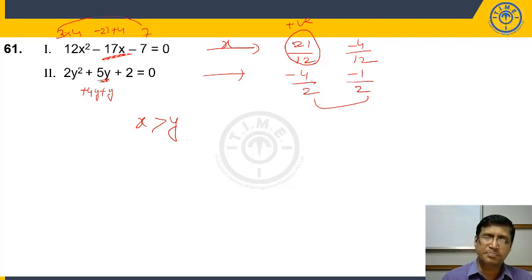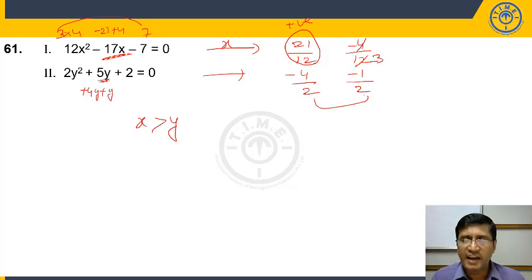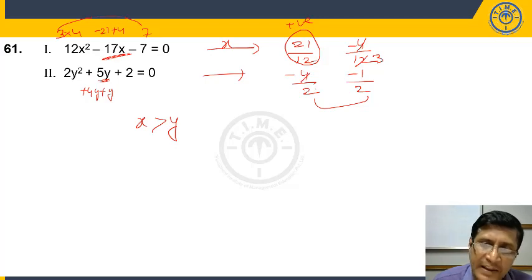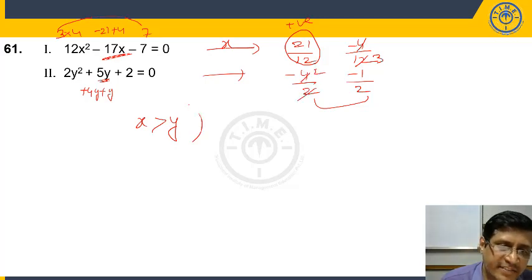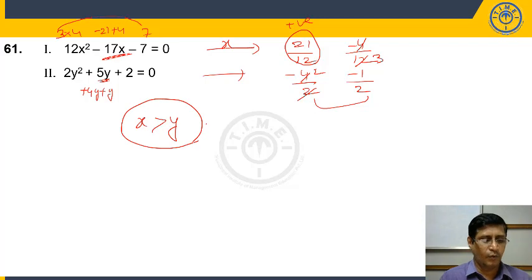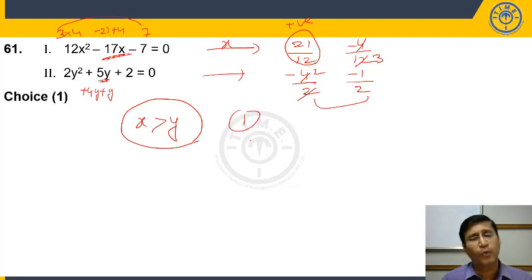Now what about the next part here? If you observe this, it is 1/3. It is a half. And what is the sign? Negative. So 1/3 is greater than the half and minus 2. So what is the result? X is greater than y. X is greater than y means the right choice is option number 1.